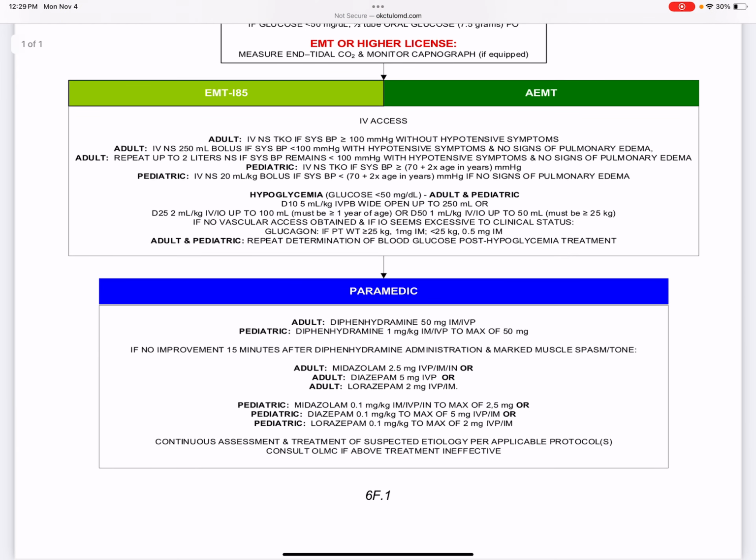The only difference is going to be down here for the paramedic level, which is going to be for dystonic reactions. We can give Benadryl, diphenhydramine, which is 50 milligrams IM or IV push. For pediatrics, your dose is going to be 1 milligram per kilogram, max of 50. Remember, a little trick I've mentioned a couple times, your max for a pediatric dose is always going to be your initial dose for adults.